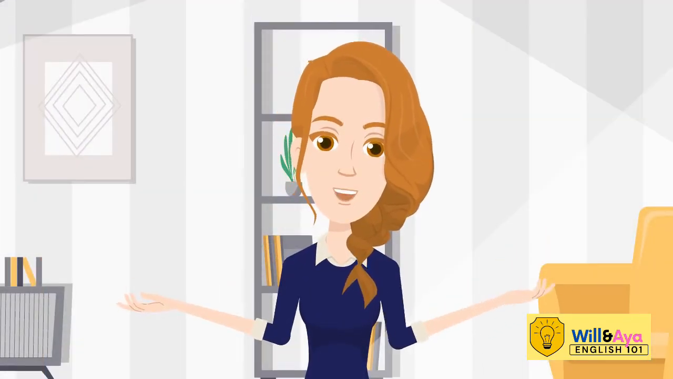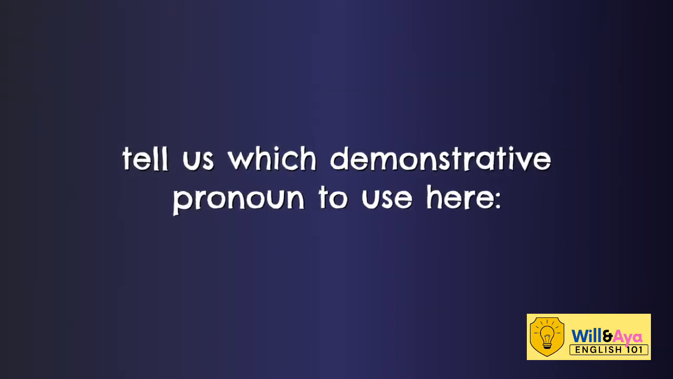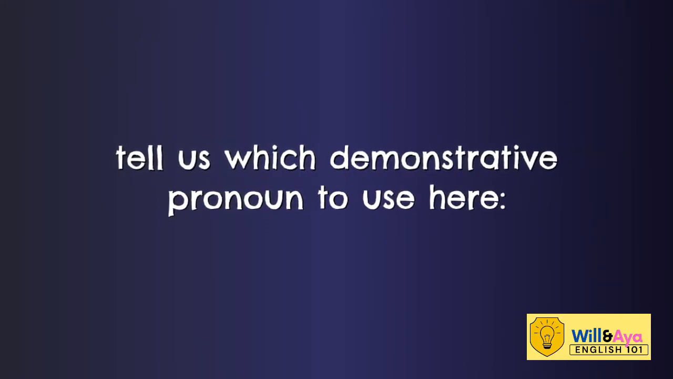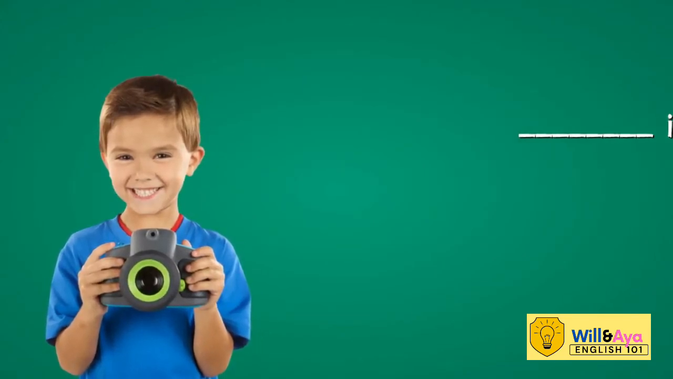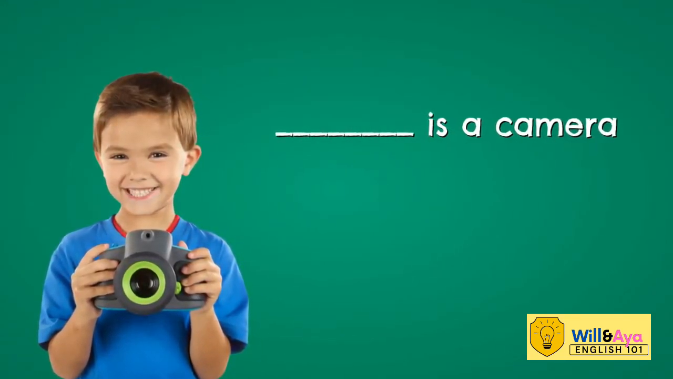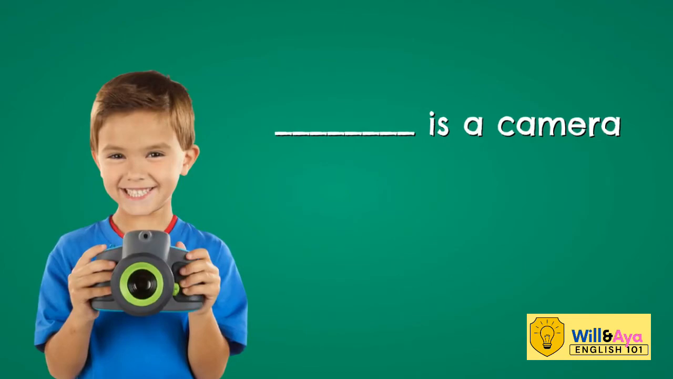It's so easy. Now, tell me which demonstrative pronoun to use here. Blank is a camera. This or that? Correct. This is the appropriate word to use in the blank spot. We would say, this is a camera.